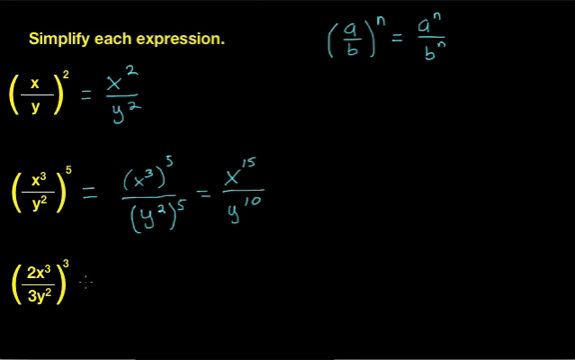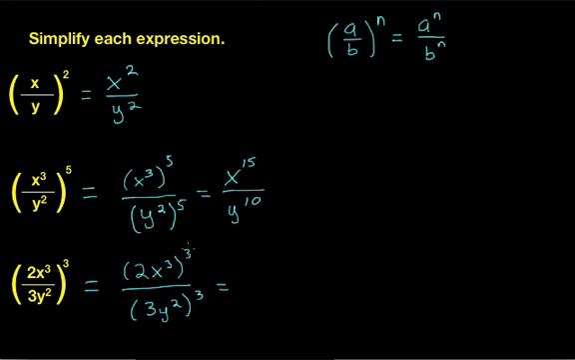Now this third one uses yet another property. We're going to take our outside exponent, and we're going to distribute it to the numerator and the denominator. So we're going to take our numerator 2x cubed, and we're going to raise that to the third power. We're going to cube that again. Then we'll take our denominator, 3y squared, and we're going to cube that. So we've distributed the outside exponent to the numerator and the denominator, and now we're going to use the power of a product property to simplify the numerator and the denominator.